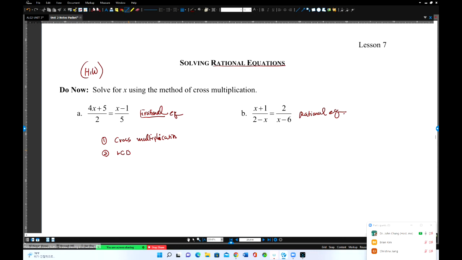Okay. At this time, LCD, least common denominator, we have two denominators, 2 and 5, which is 10. I'm going to go this way. Times 10 over here, times 10 on the other side too. So you can cancel out 5, okay? So 5 times 4x plus 5 is 20x plus 25. The right hand side, this is 1, this is 2. 2 times x is 2x, minus 1 times 2 is 2. Okay, no more fractions.